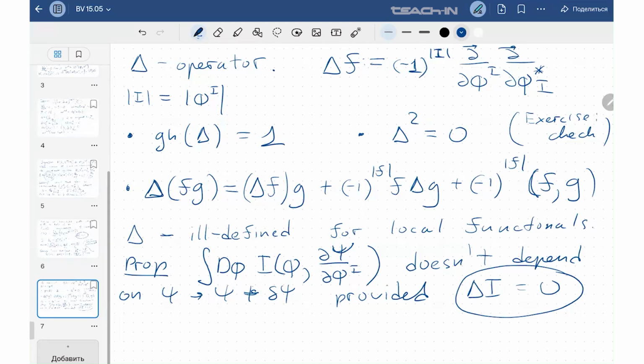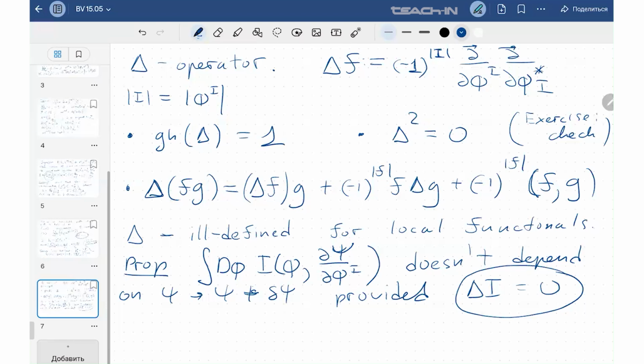And this smells very good. It smells like gauge independence, right? If this I is something describing our theory, then such an integral is well defined in the sense that it doesn't depend on the choice of gauge, because as you can anticipate, this psi encodes the choice of gauge.